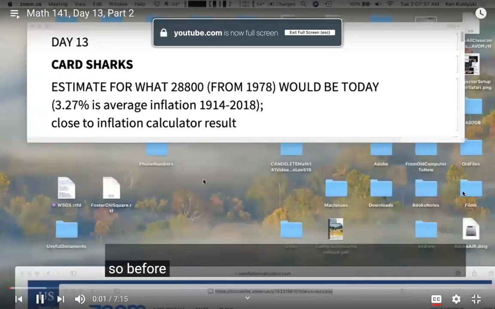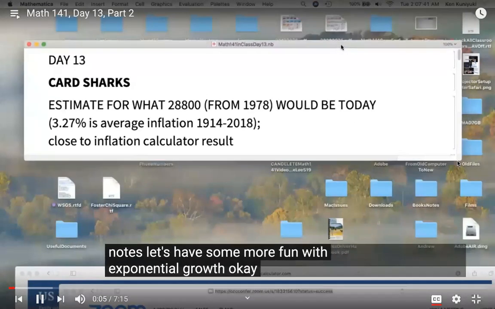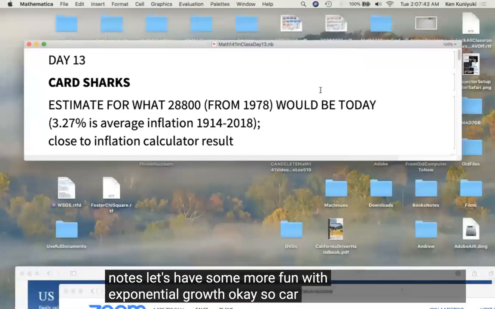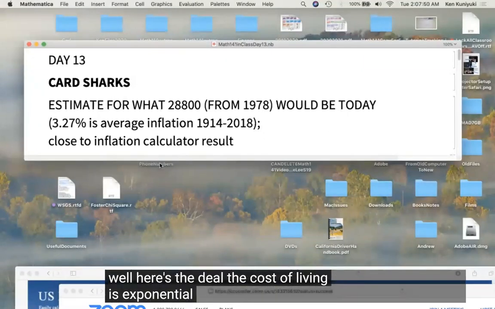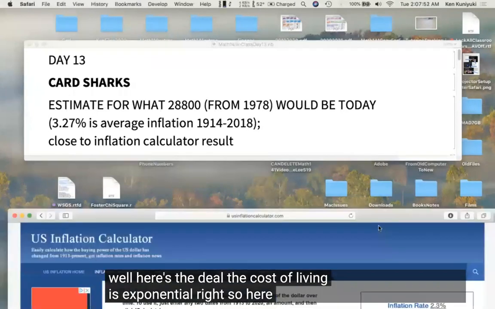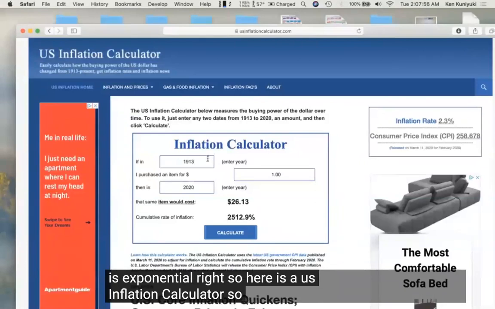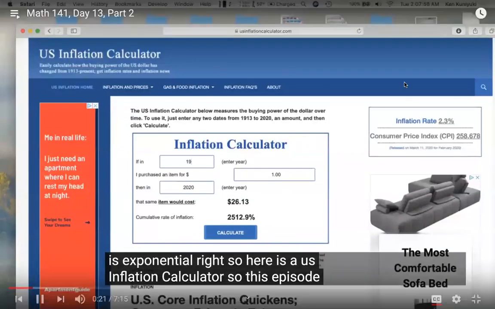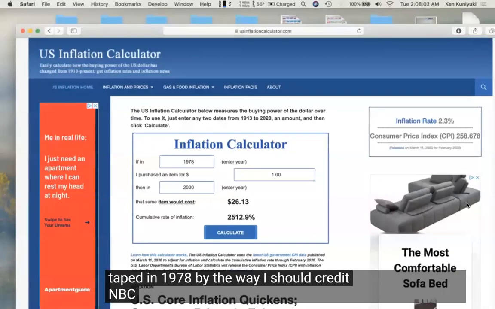Before we formally introduce the notes, let's have some more fun with exponential growth. Card Sharks. Well, here's the deal. Cost of living is exponential, right? So here is a US inflation calculator. This episode was taped in 1978. By the way, I should credit NBC for Card Sharks. So this episode was 1978.